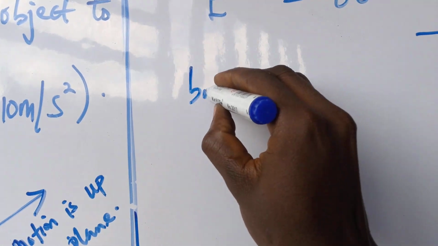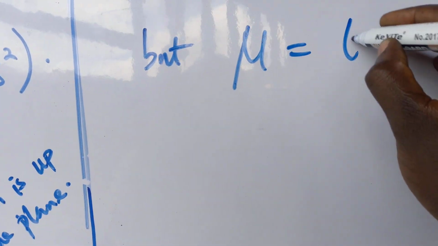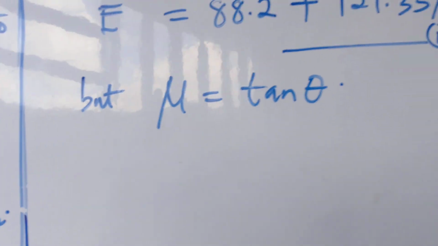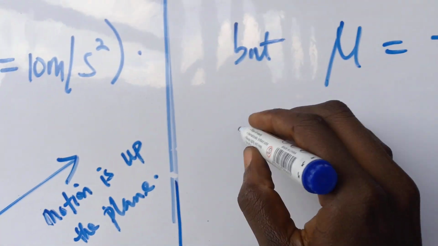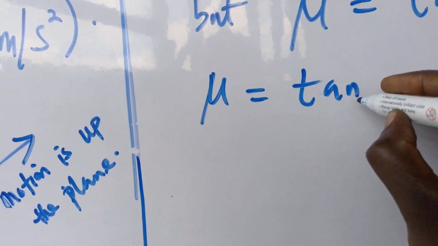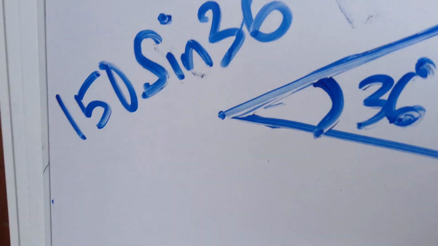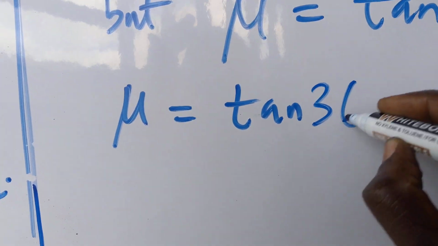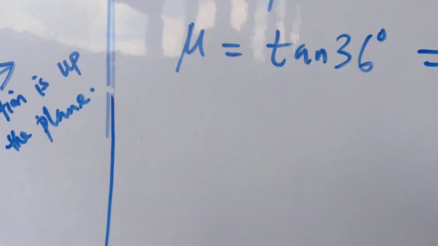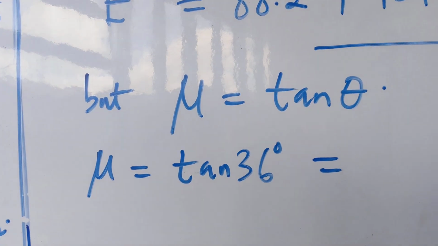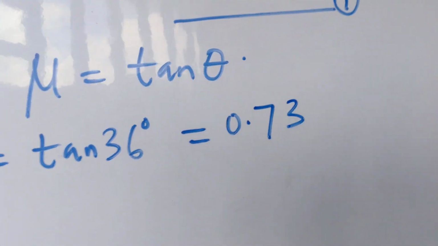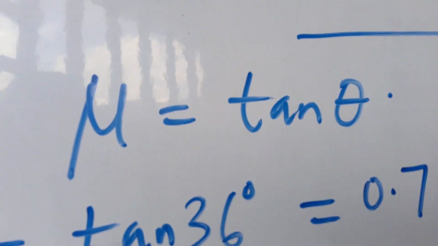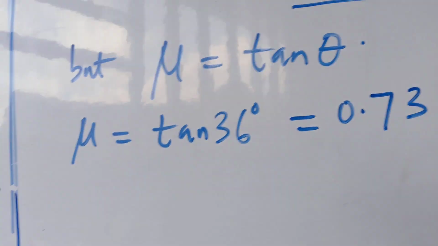Then you say the coefficient of friction is equal to tan theta. Yes, coefficient of friction is the tangent of the angle of inclination. So mu is equal to tan, and we had theta as 36 degrees. The angle of inclination here is 36 degrees, so that is tan 36 degrees. Tan 36 gives us 0.73 to 2 decimal places, if you check your calculator.